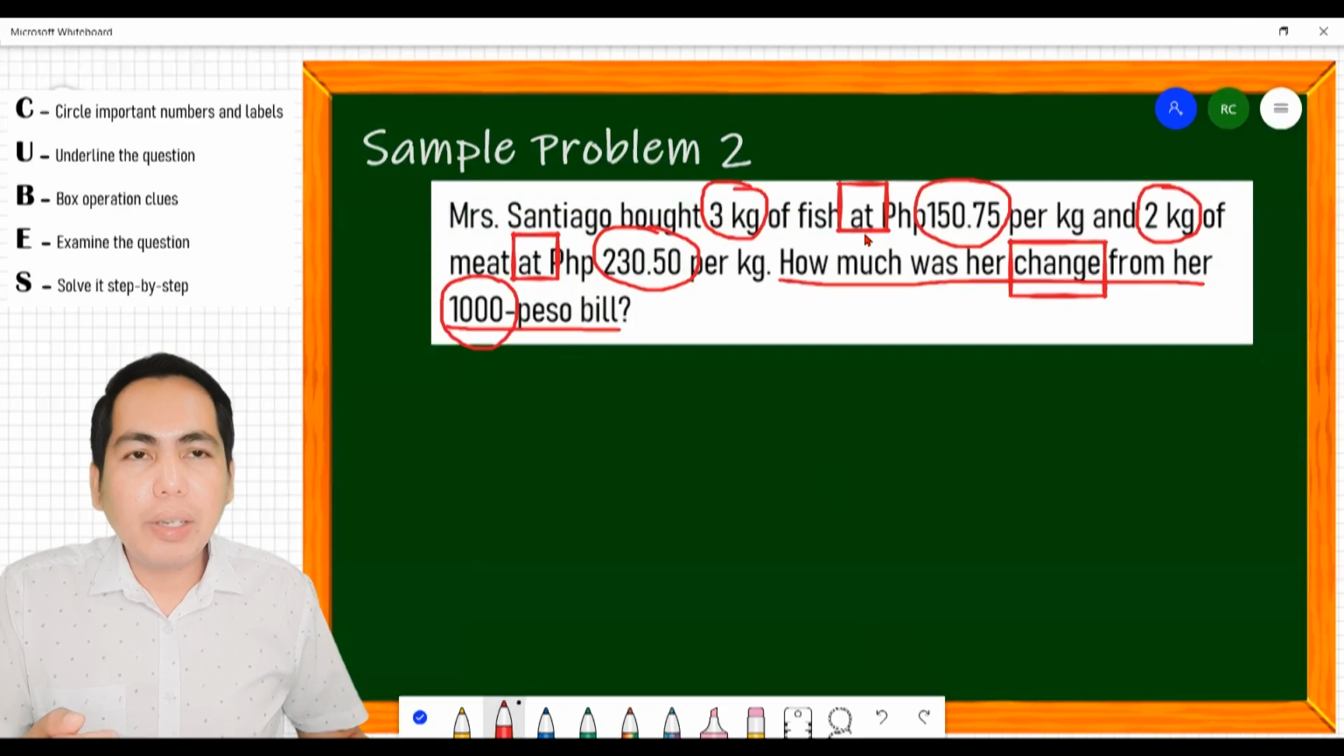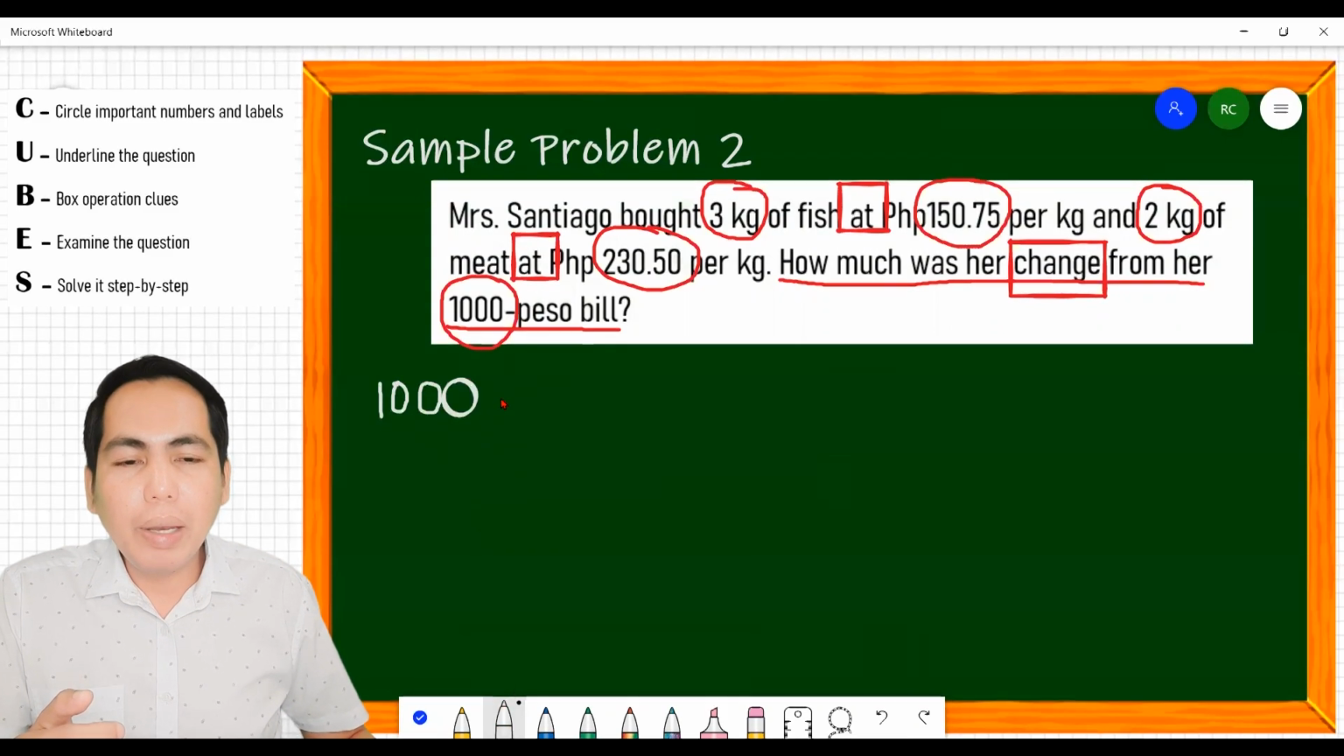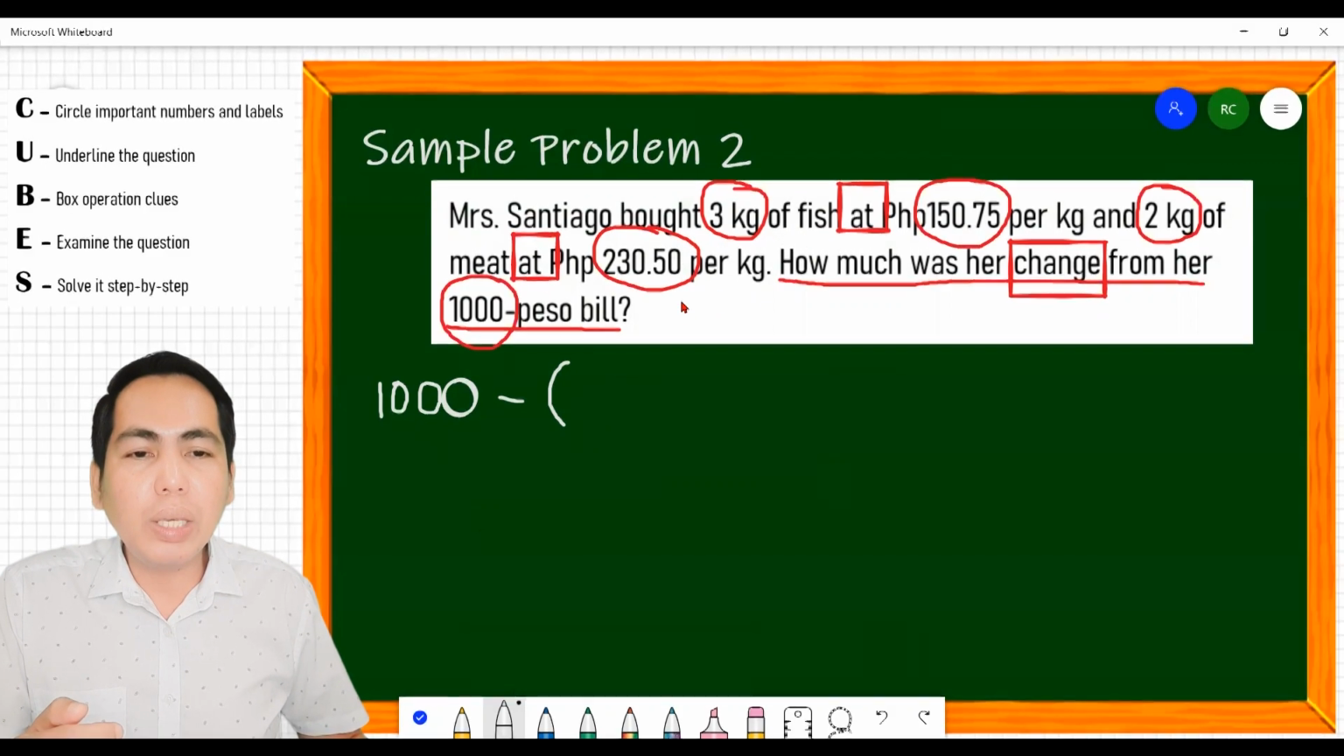Now, next letter is E, which stands for examine the question. So in here, we are going to analyze our problem and find out what we are going to do in order to solve the given problem. And we are going also to write our number sentence. Since we are looking for the change that she received from her 1,000 peso bill, when we write our equation, we have here 1,000 minus the total expenses that she incurred from buying the 3 kilograms of fish and 2 kilograms of meat.